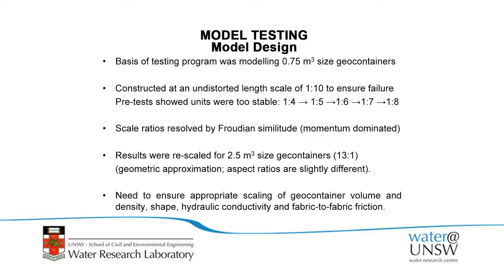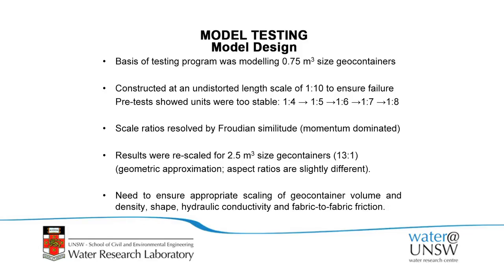The detailed modelling we did, we used a length scale of 1 in 10 because we needed them to fail within the limits of the wave flumes we've got. Now wave flumes can make waves of around about 1/2 metre, so we can make 1/2 metre waves in our flumes, and obviously we need the structures to be able to fail to get the design curves.